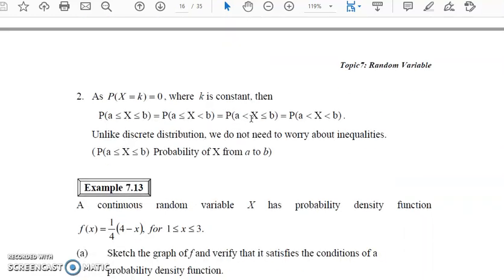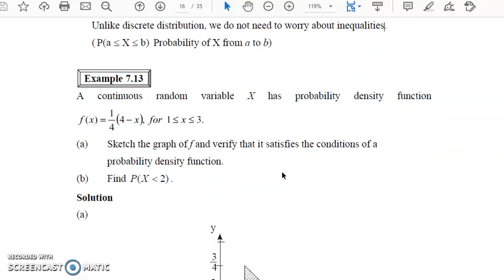Let's proceed. The second one: the probability of x equal to k is 0, where k is a constant. As I told you, this is what they want to say here. Do not worry about inequality, because inequality for the continuous random variable is not as important as for our discrete distribution. So you may put some notes there.